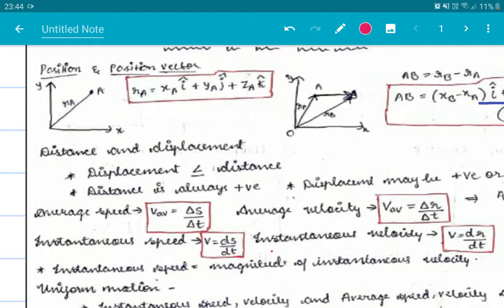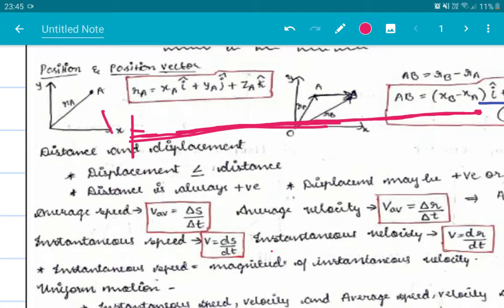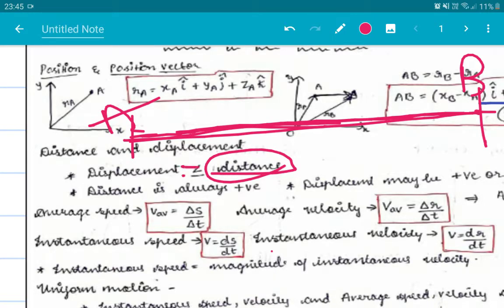That is what this chapter represents, motion in a straight line. When a particle is moving in a straight line, without any deviation, no u-turn, nothing, just moving in a straight line, suppose this is point A and this is B, and it reached in a straight line. Definitely distance will be equal to displacement in this particular case. Remember that point.